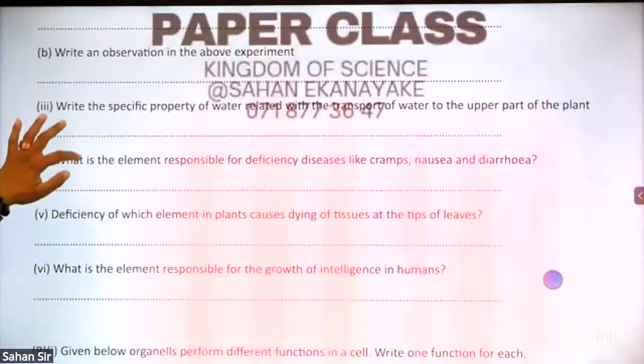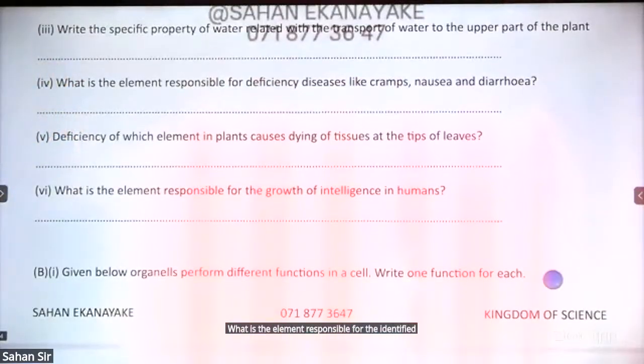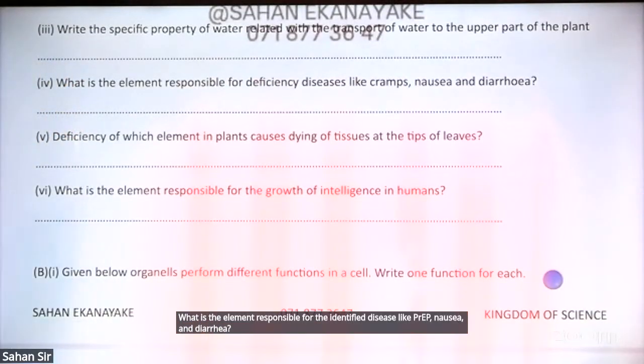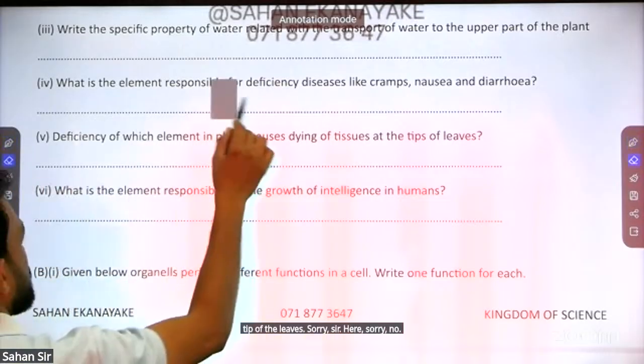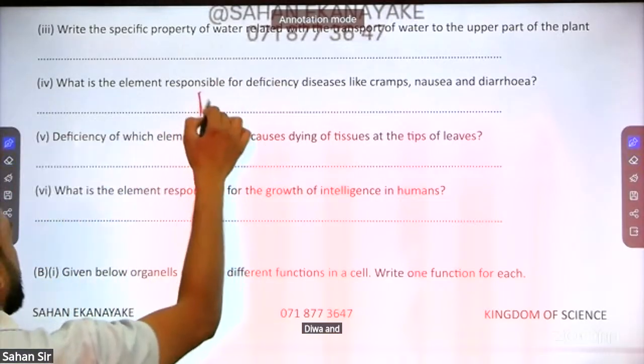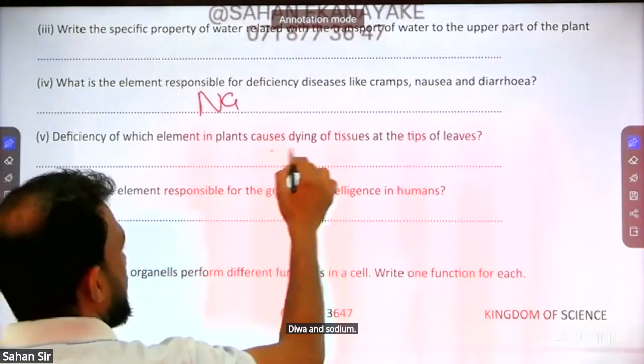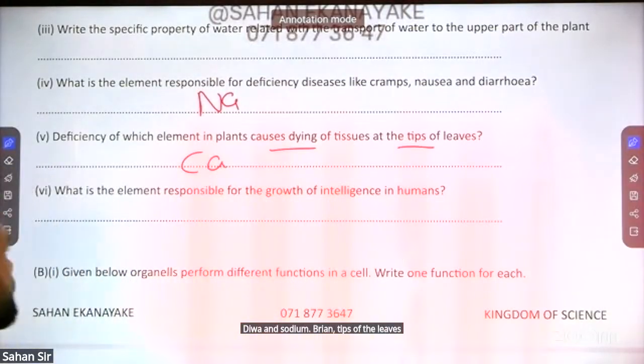What is the element responsible for the disease identified by cramp, nausea, and diarrhea? Potassium? Sorry, here it is sodium. Diarrhea and sodium. Drying tips of the leaves means calcium. What is the element responsible for the growth of intelligence in humans? Iodine.